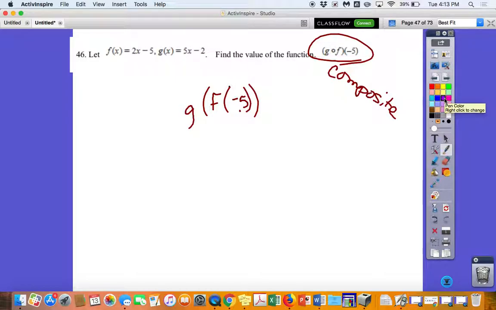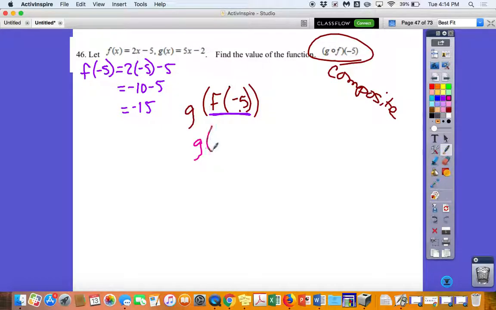Quite honestly, the first one has potential for less boo-boos. So if I were you, I would find what in the world is f of negative 5. So just come over here and do it. Put negative 5 in here. So 2 times negative 5 minus 5. Well, that's going to be negative 10 minus 5, which is negative 15. Okay, so I'm going to replace this thing right here with negative 15. So I've got g, and negative 15 goes right in there.